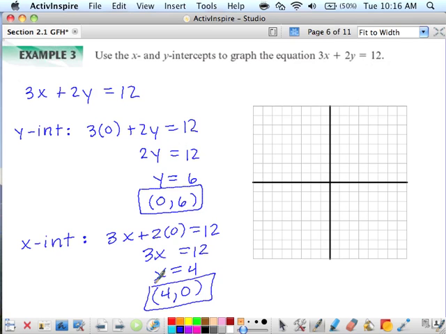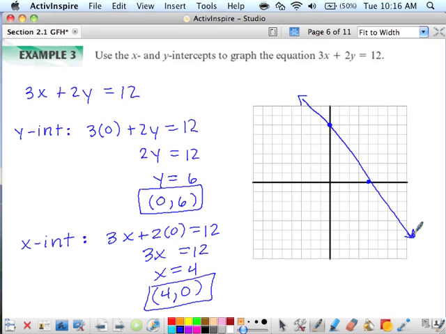Be careful that you don't get them backwards. A lot of people get in a hurry. (0, 6) starts at the origin, doesn't go anywhere horizontally, but moves up 6 units. 1, 2, 3, 4, 5, 6. (4, 0) starts here and moves 4 units horizontally, 1, 2, 3, 4, and nowhere vertically. So there are the 2 points, the x and y intercept. Connect them. You can see I really should have used a ruler. Put your arrows on the end. And that's the line 3x plus 2y equals 12.